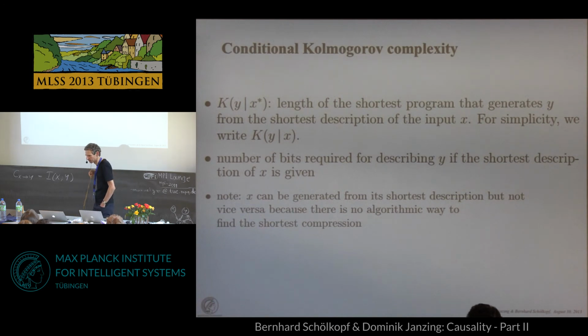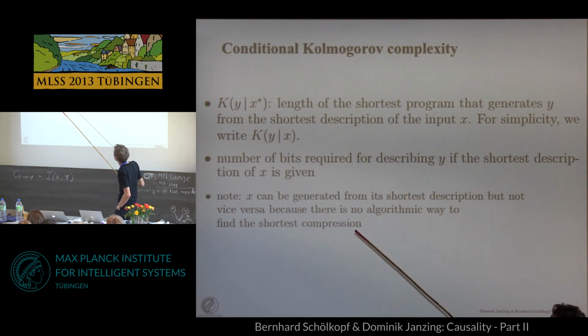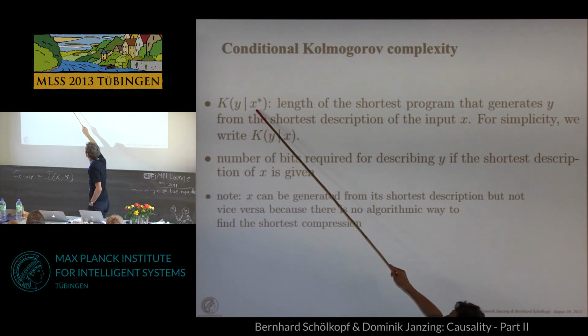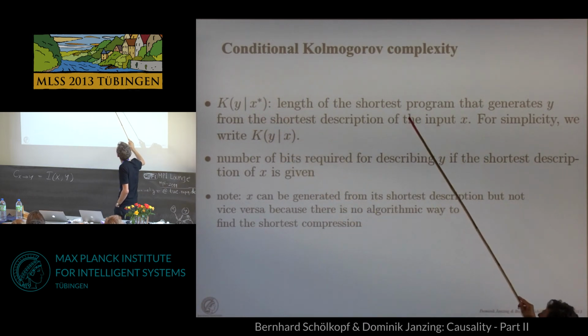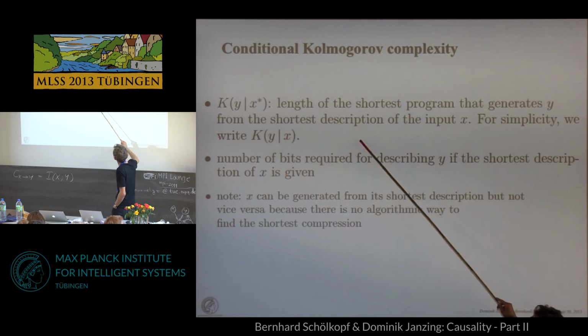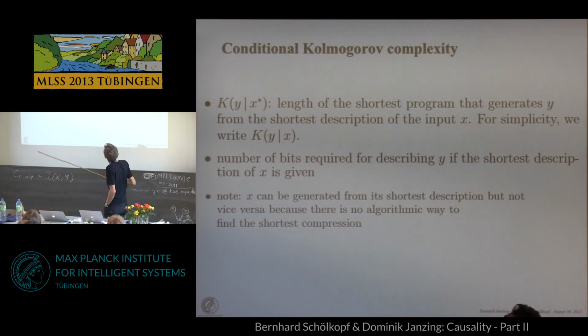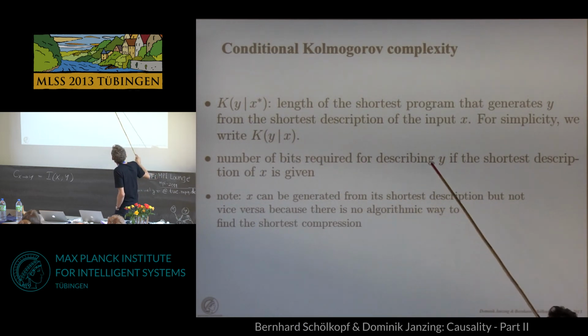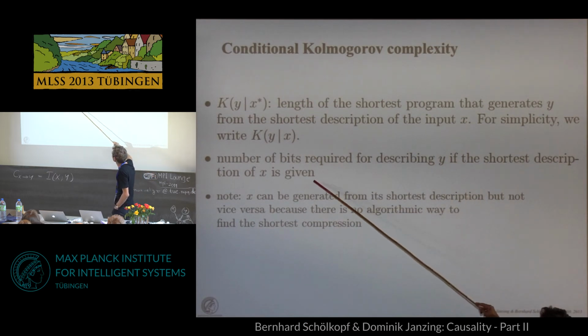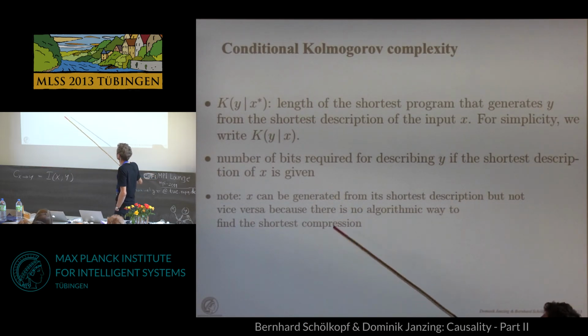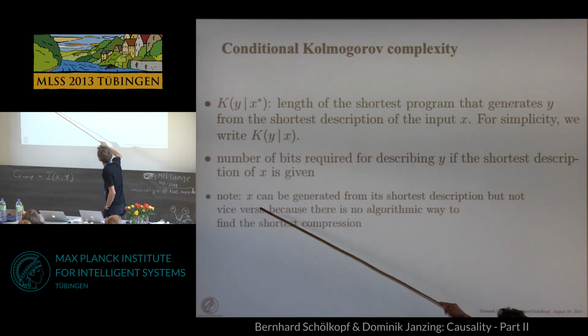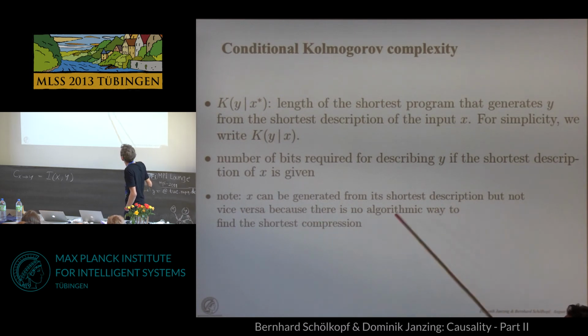But first I should introduce conditional Kolmogorov complexity. K of y given x star is the length of the shortest program that generates y from the shortest description of the input x. And for simplicity, we drop the star. It's the number of bits required for describing y if the shortest description of x is given. And that's a slight subtlety with Kolmogorov complexity, that x can be generated from its shortest description, but not vice versa, because there's no algorithmic way to find the shortest compression that can be proven.